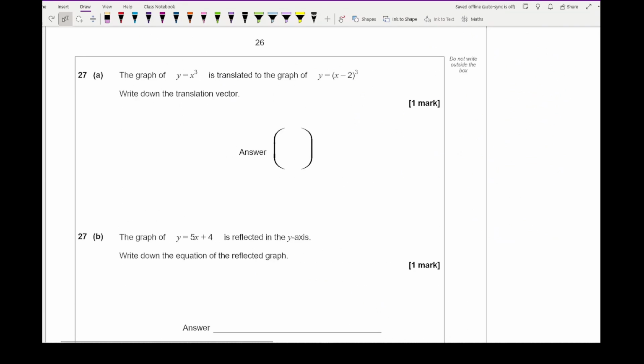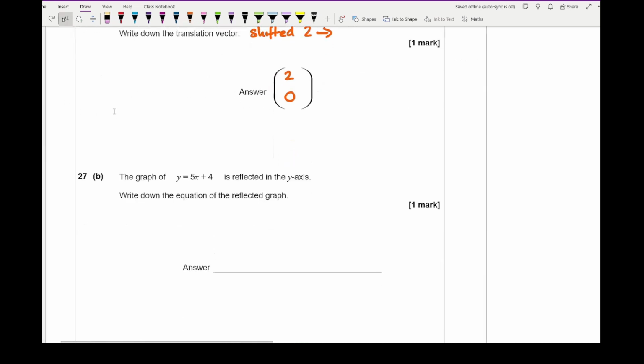Now moving on to our last question, 27.8. It says the graph of y equals x cubed is translated to the graph of y equals (x plus 2) cubed. Write down the translation vector. For this, what we notice is that the graph has been shifted 2 squares to the right in that direction. To describe that as a translation vector, it's going to be positive 2 and 0 vertical movement.